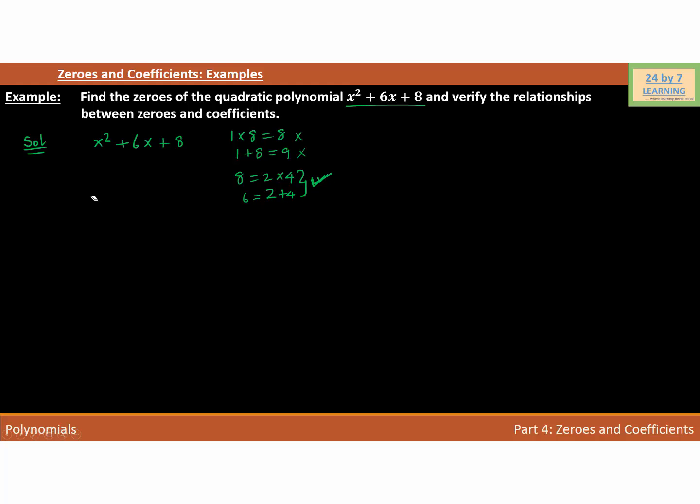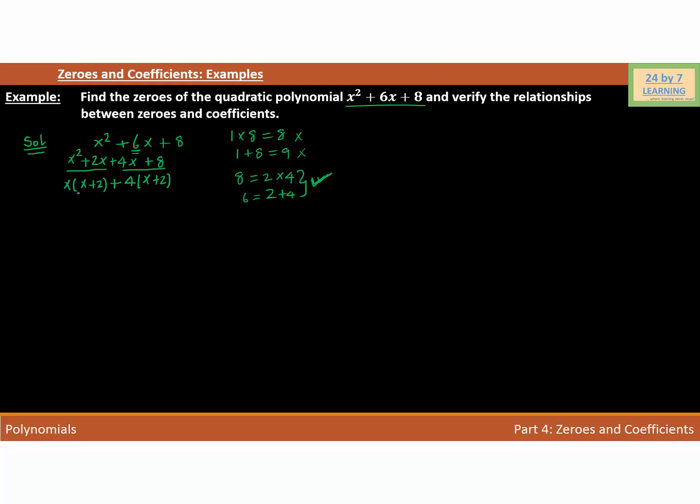So I'm going to rewrite this expression as x squared, and I will write 6x as 2x plus 4x, and then I have 8. Now I'm going to take the first two terms together and the second two terms together. For the first two terms, x is common, and for the last two terms, 4 is common. If I take x common, I have x plus 2 inside the bracket, and if I take 4 common, I have x plus 2 again inside the bracket.